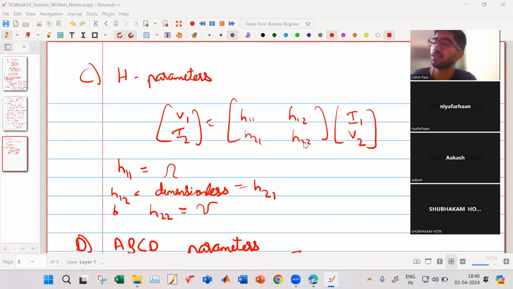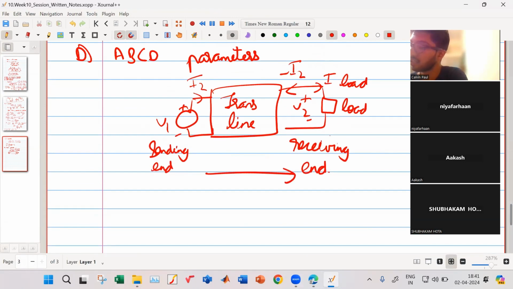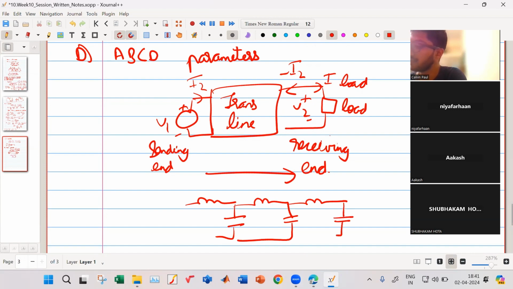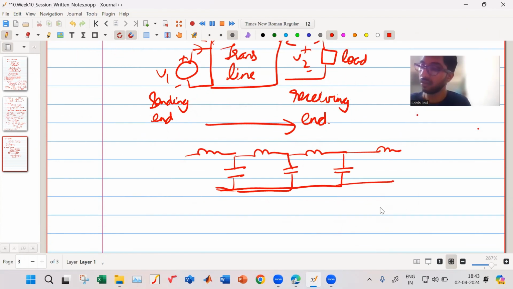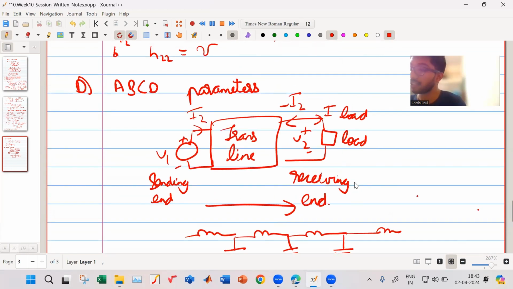So actually, these ABCD parameters you have studied for your transmission line. A transmission line is a combination of inductor, capacitor, and so on. That entire thing you represent in terms of ABCD parameters instead of the actual values of inductor, capacitor, everything. It is just a representation of it. So this is widely used in power systems.